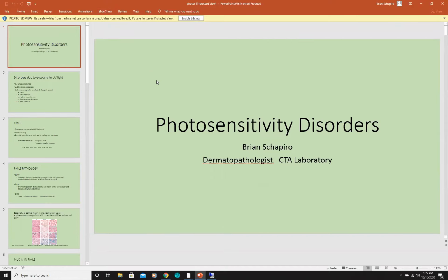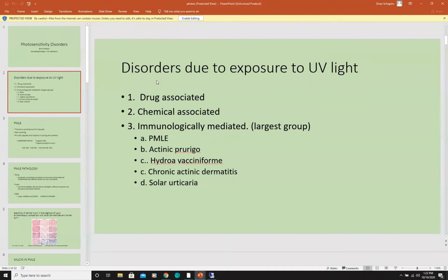So the photosensitivity disorders are three big groups: the drug-associated, the chemical-associated, and the immunologically mediated, which is the largest group. And those are the ones we're going to focus on today.